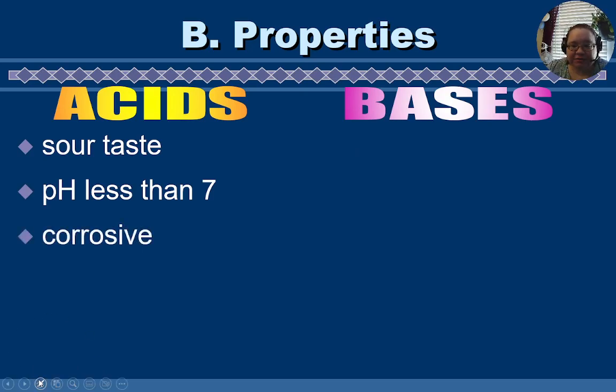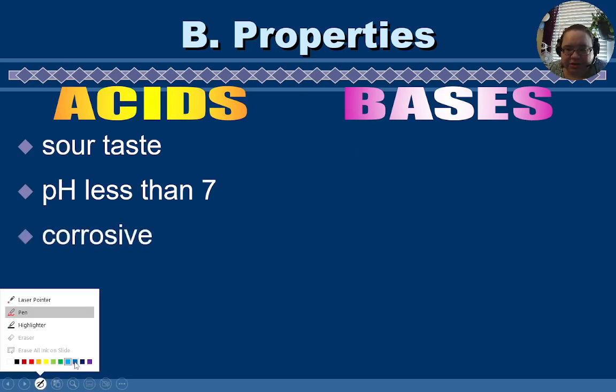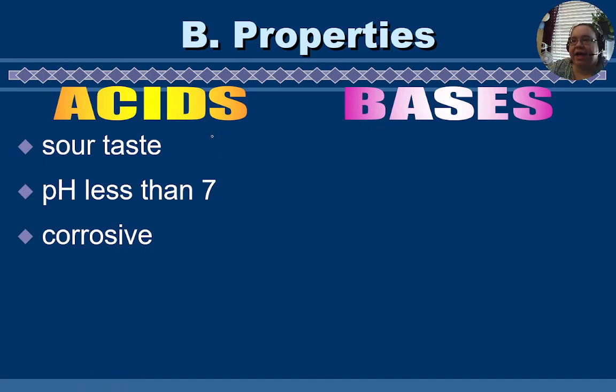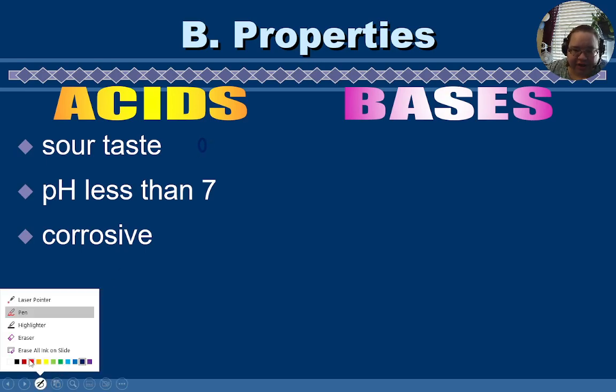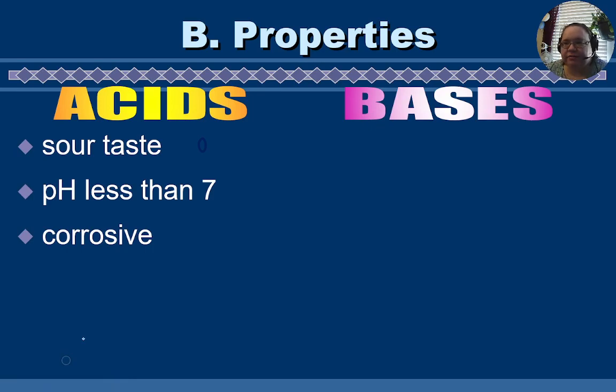Acids are going to be corrosive. All that means is it's going to break down other substances. If you put certain acids on certain metals, you're going to get gases that are produced. If you put acids on some clothing or other substance, even skin, depending on the acid, it will eat through the substance. Let's try light blue. So my pH scale goes from 0 to 14, and acids are less than 7.